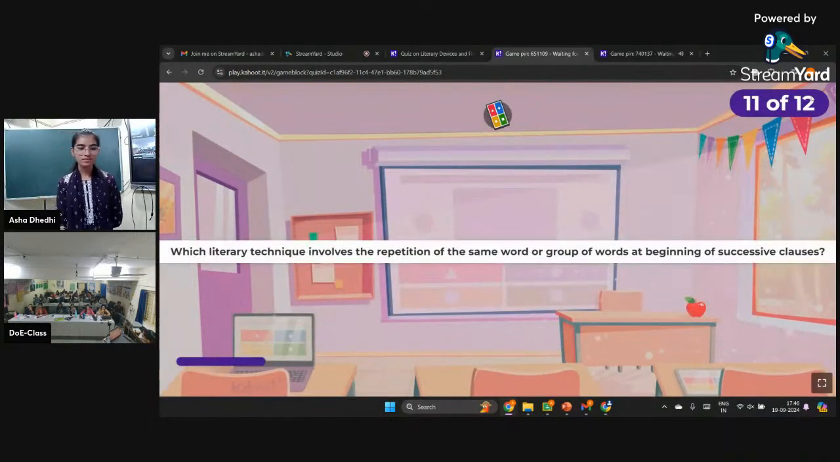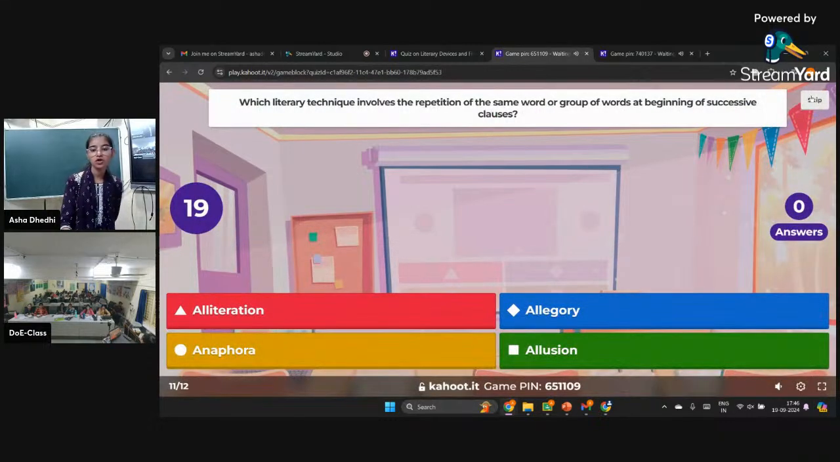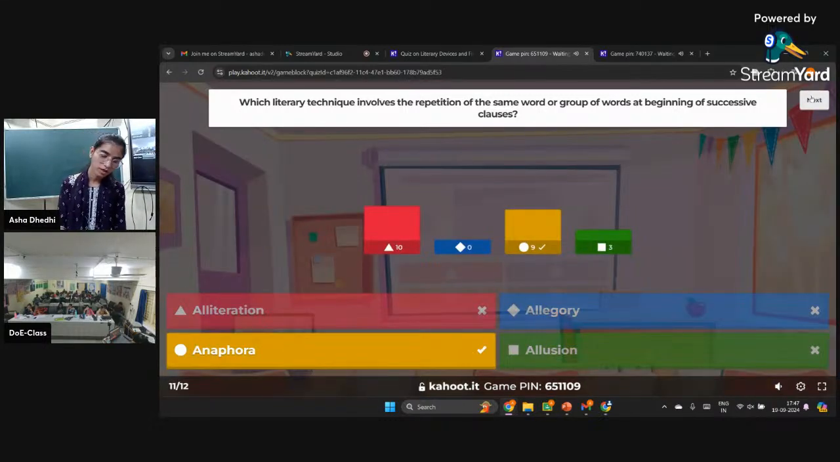The next question. Which literary technique involves the repetition of the same word or group of words at the beginning of successive clauses? Just focus on the repetition of the same word. It is not the repetition of sound, it's the repetition of the same words. So it would be anaphora. If there is repetition of sound, then it is alliteration, but here it is the repetition of words or phrases. So 9 people have given the right answer.